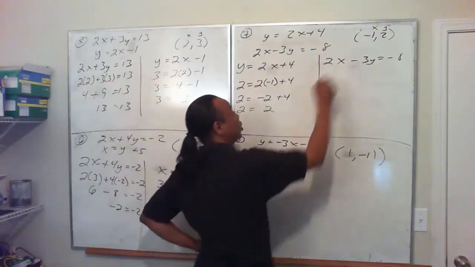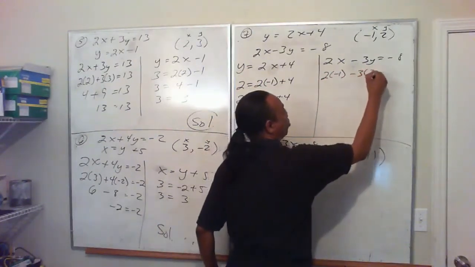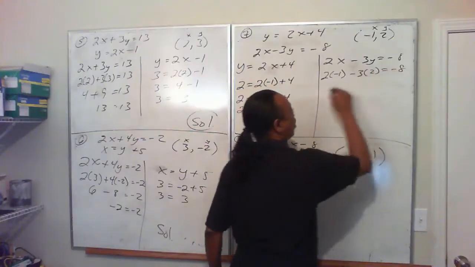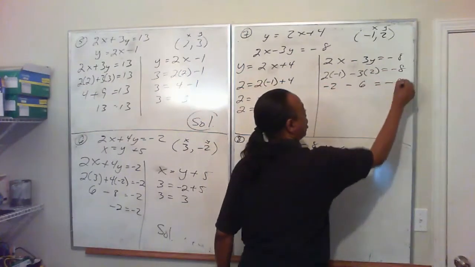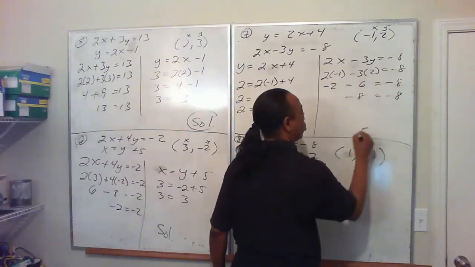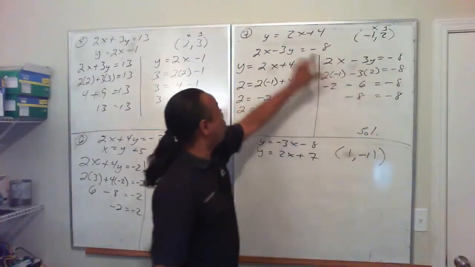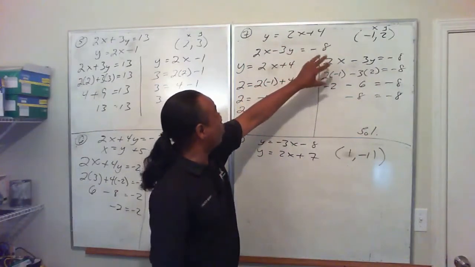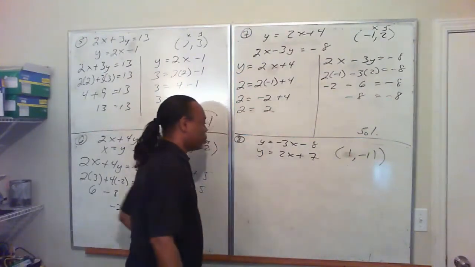Let's go over here. The x becomes -1, and the y here becomes a 2. And this is a -2, and this is a -6. And when we put these together, we do get -8 equals -8. So that is a solution. Okay, that coordinate is a solution to this system. Take a look at number 8.